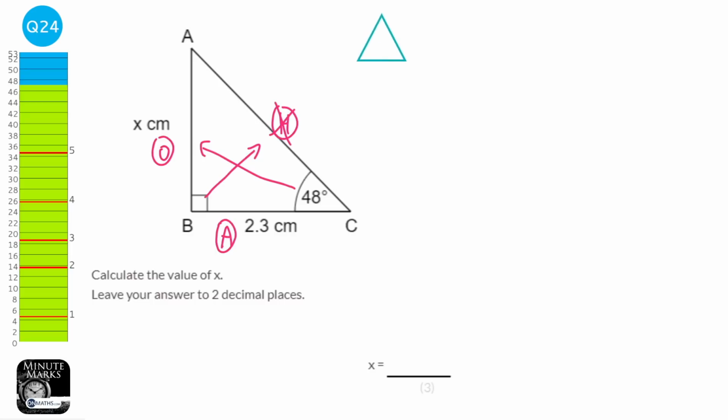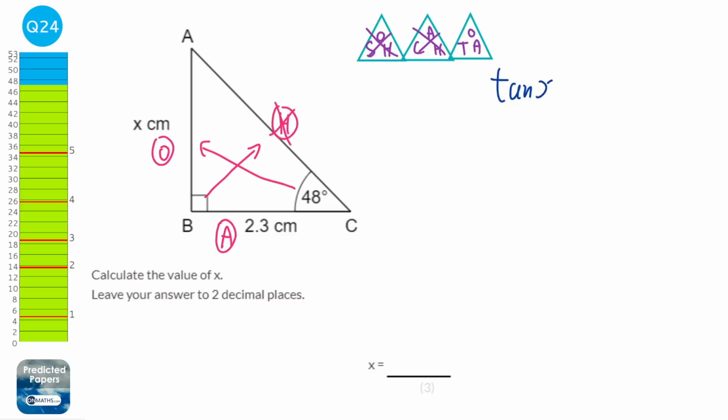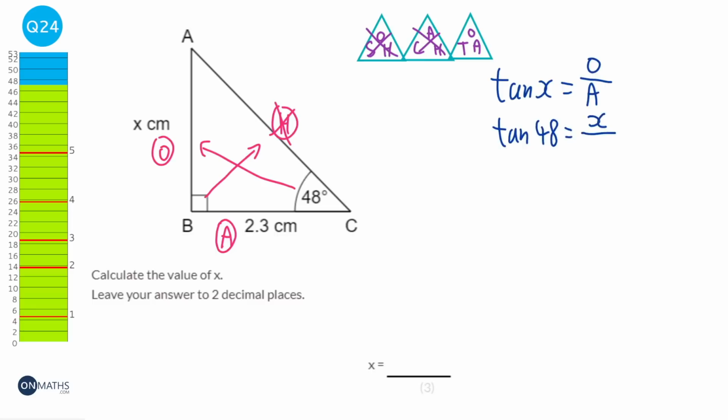And we're now going to just draw our SOHCAHTOA triangles, so it would be SOHCAHTOA. And we've crossed out the H, so it's not going to be SOH or CAH, it's going to be TOA, because TOA is the only one without an H. So it's going to be tan the angle equals the opposite over adjacent. So the angle is 48, so tan 48 equals the opposite, which is x, over 2.3.